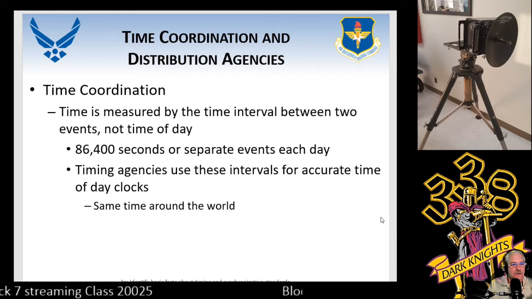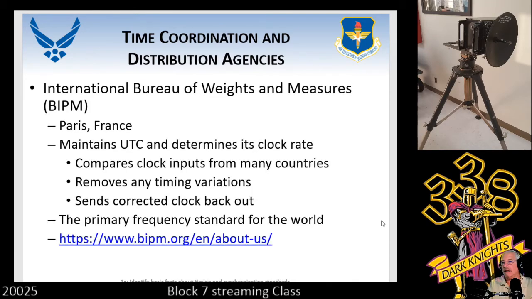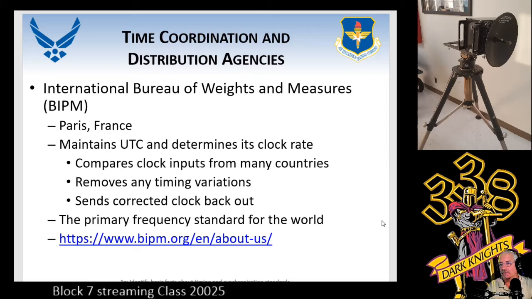So when we look at the distribution agencies, there's 3 that we reference. There's probably more out there, but these are the ones that we're most concerned about. We have BIPM, USNO, and then NIST. Now, BIPM is the international one. This one maintains everybody's clock throughout the world. So you have UTC, which is where that clock is at, and I will tell you the website is French, but it's all in English. Don't ask me why.